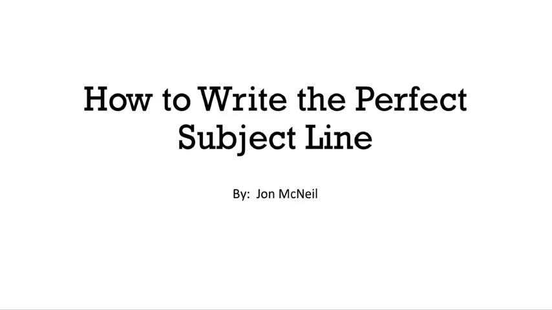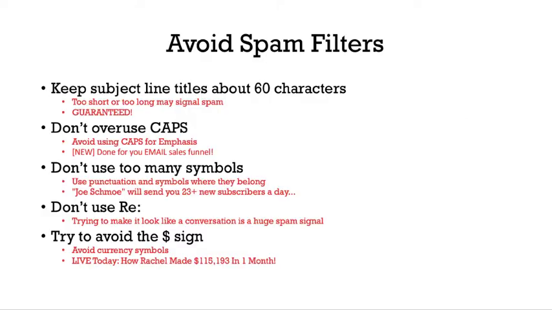All right, so how to write the perfect subject line, by John McNeil. Let's talk about how to avoid the spam filters before we actually get into how to write the perfect subject line. We've got to know how to avoid the spam filters. One of the first things you want to do is be sure to keep the subject line titles to about 60 characters. You don't want your subject lines to be too short or too long because they may signal the spam filters.